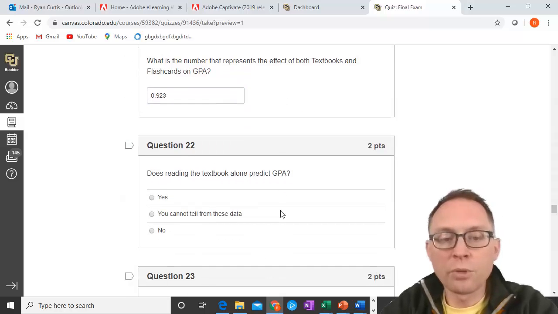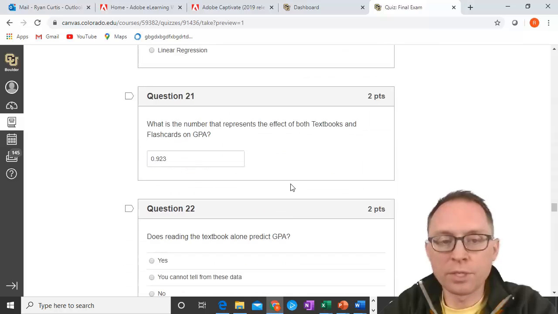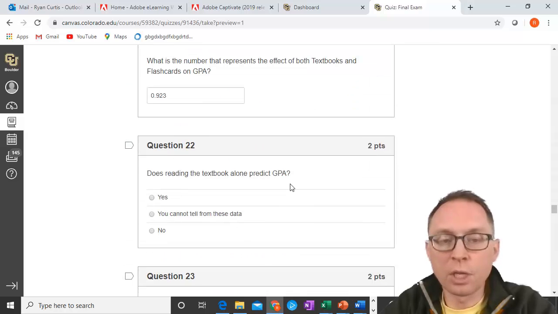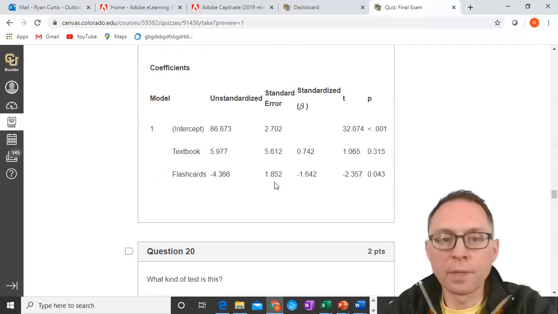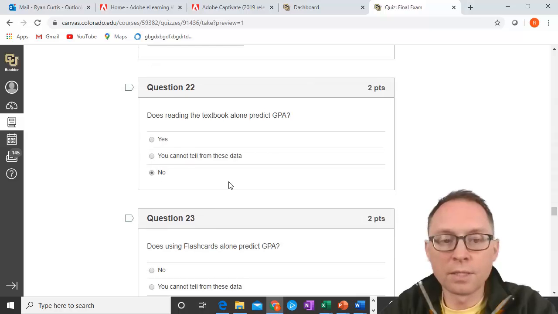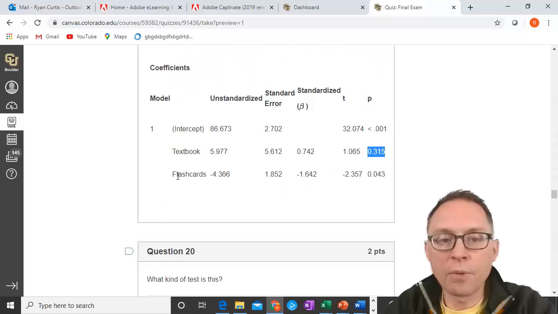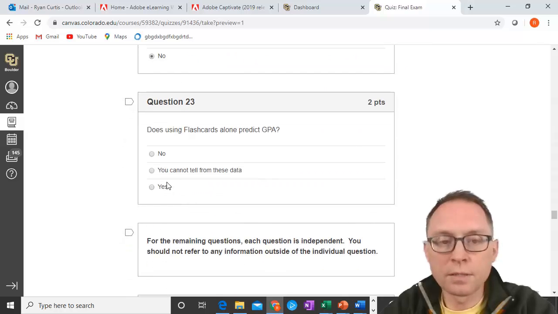Does reading a textbook alone predict GPA? What we're looking for here is the beta for textbook, because it asked whether reading the textbook alone predicts GPA. The p-value for that is 0.31. It does not by itself, since that's greater than 0.05. So no, it does not. Does using flashcards alone predict GPA? Now we look at the beta for that one. And here it is, that is less than 0.05. So yes, it does.